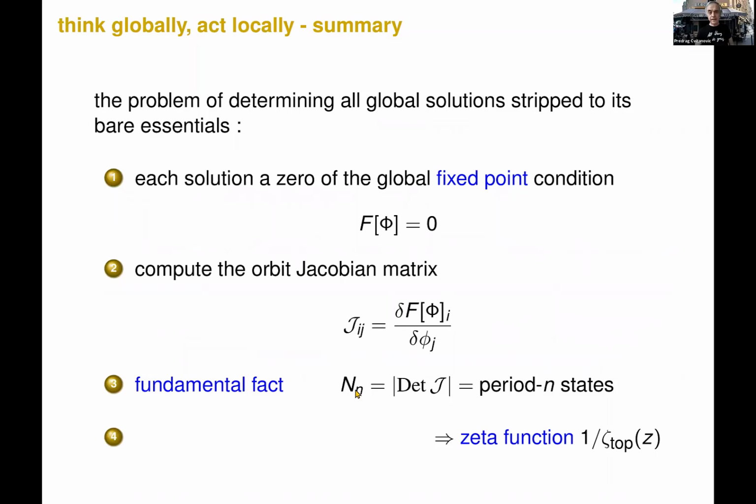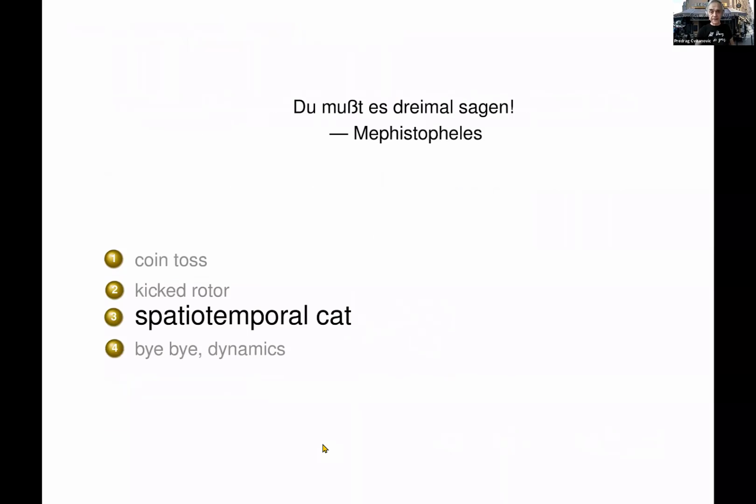We have the zeta function. To repeat myself, to solve this problem, thinking globally, you have to find all fixed points of the law on the whole lattice. You have to study their stability, and then their stability, the fundamental fact, enables you to count all your solutions, so you're sure you haven't missed any. And if you're really smart, you can summarize all this as a zeta function, which describes everything that deterministic chaos can do, also for a mechanical system.